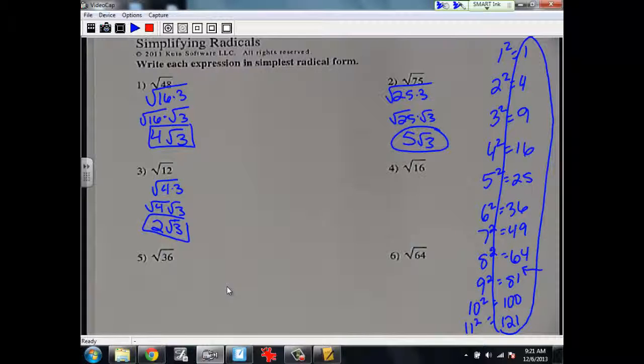Number 4, square root of 16. Is 16 on my list? Oh, if it's already on the list, what's the square root of 16? 4. Okay. What's the square root of 36? Okay. Square root of 64. 8. Okay.